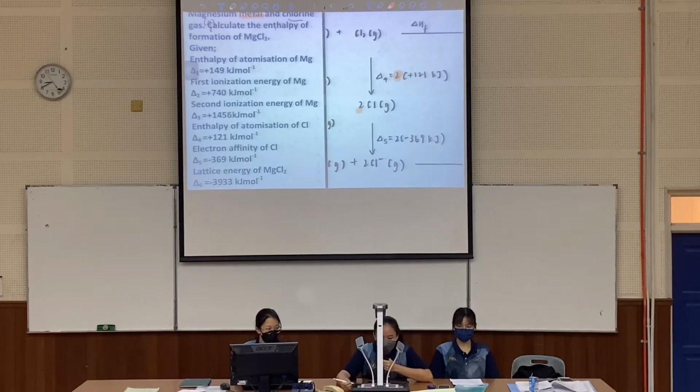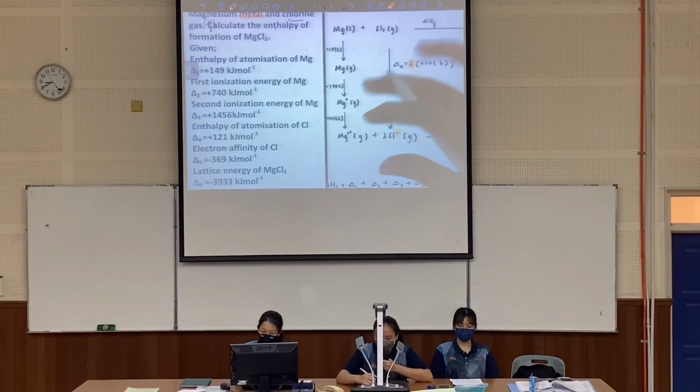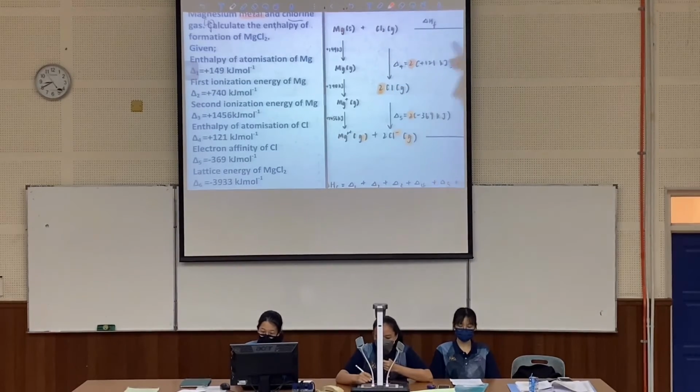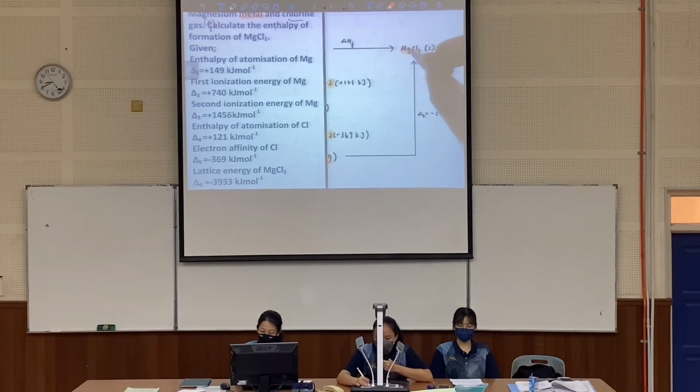And then electron affinity of Cl, we are forming the Cl negative ion. And here too, we have two atoms to form the ions, so the enthalpy of electron affinity we also need to multiply by 2. And now we have both ions in gas form. These two we add up together, we can get the MgCl2. And then we have the lattice energy here.